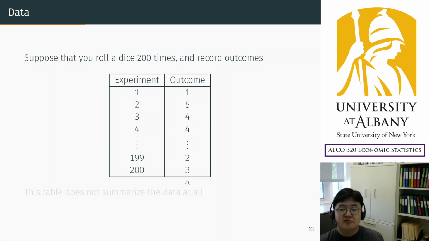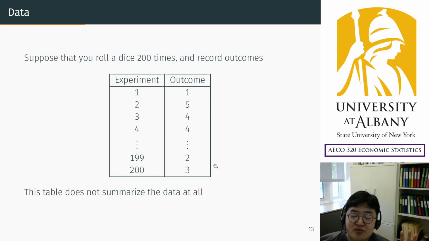This table contains all the information. That is the data, right? But as you can see, I cannot show all 200 observations on this slide. It would take, I don't know, at least 5 or 6 slides to show all the observations. That means it is not an efficient way to present the data. We need to summarize the data.